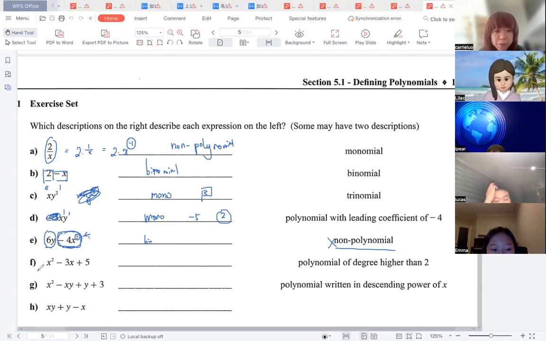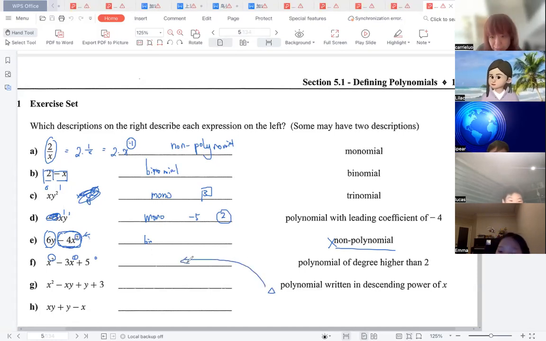Okay, Daniel, x squared minus 3x plus 5. I want you to take a look at the other one. So polynomial written in descending power of x. Did you find out? So this one is power x squared. This is power x1, and this is actually power x0. So this one is polynomial written in the descending power of x. Okay, get it?